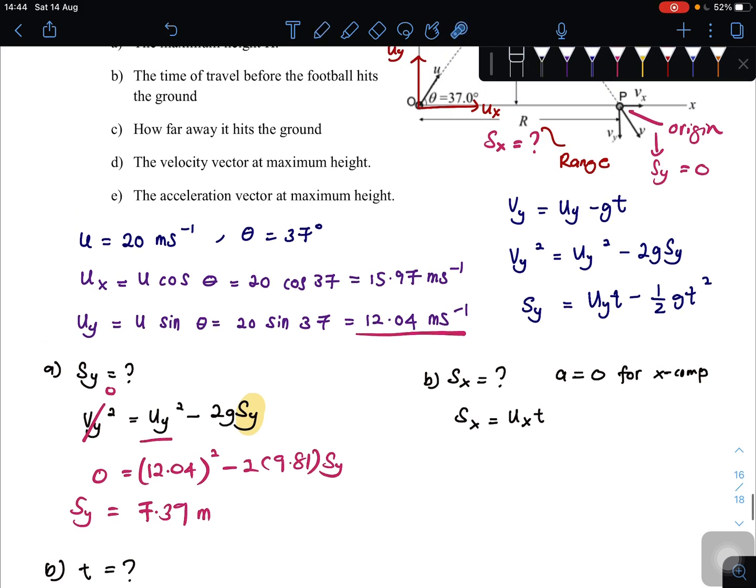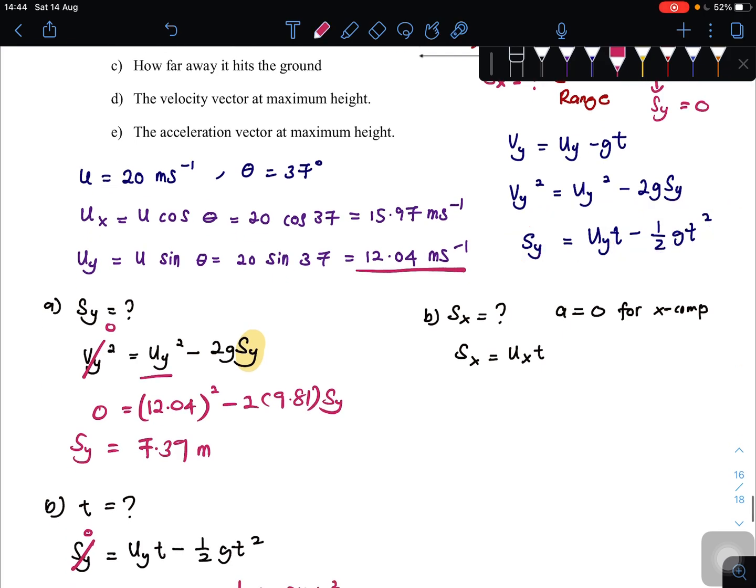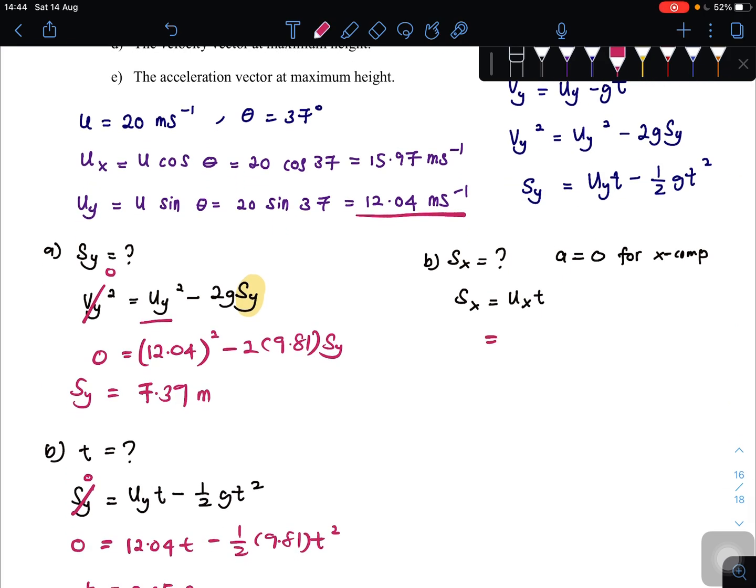Okay, original formula dia adalah this one. But since untuk x component, this one adalah kosong, so we left with this one. So just ubah kepada x component saja. You need to always label adakah ada x component ataupun y component. So this one is easy, di mana ux is still the same, it's not gonna change.